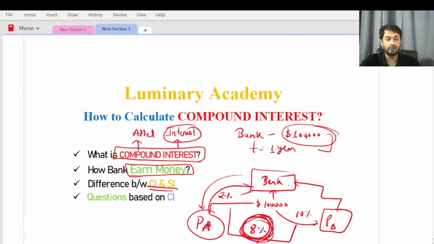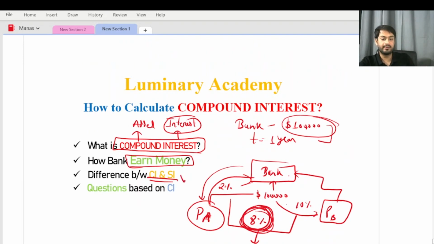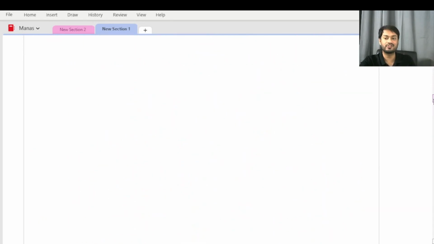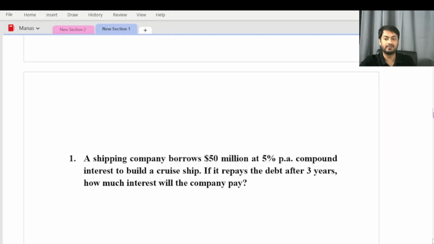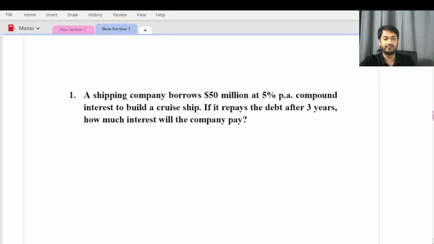Now again, going to the topics, we have covered these 3 topics now. The final topic is questions based on compound interest. Let's go to the topic and let's find out how to solve the questions. I hope you understand the basic concept. So let's start with the first question.